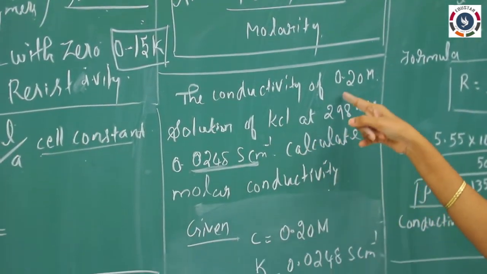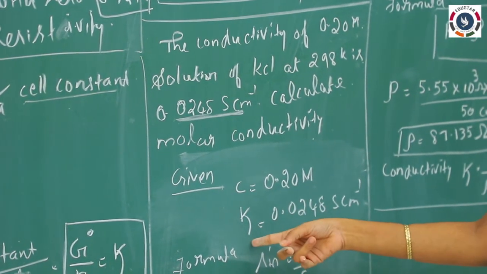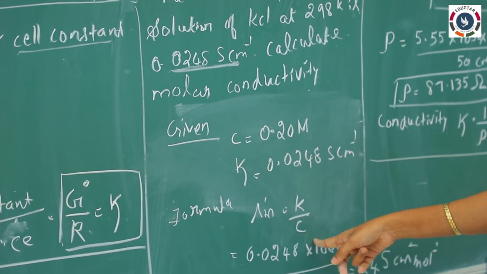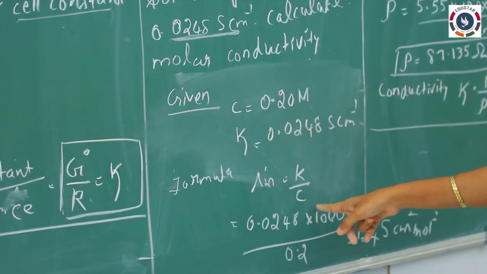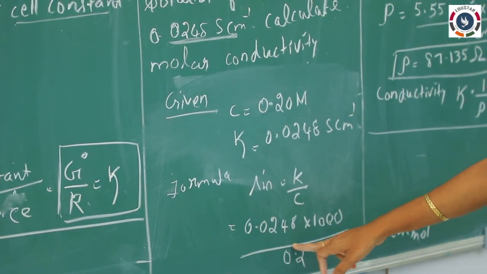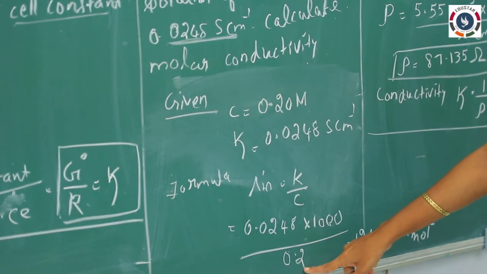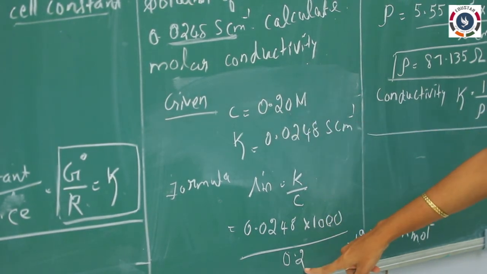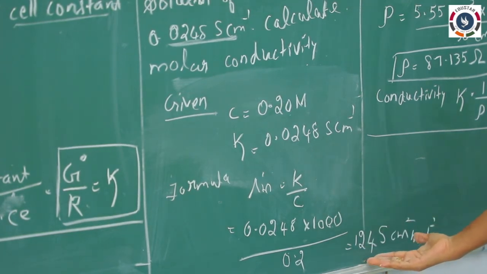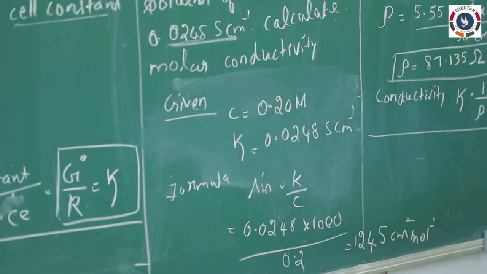What are the things they have given? Concentration, 0.20 molar concentration they have given. The next value is kappa, they have given us 0.0248 Siemens centimeter inverse. I am supplying the formula. Molar conductivity is equal to kappa divided by C, and the kappa value is 0.0248 Siemens centimeter inverse into, the concentration is going to be 0.20 molarity divided by 1000. So, the 1000 comes into the numerator, and we get a value 124 Siemens centimeter square mole inverse. So, we have found out the molar conductivity.